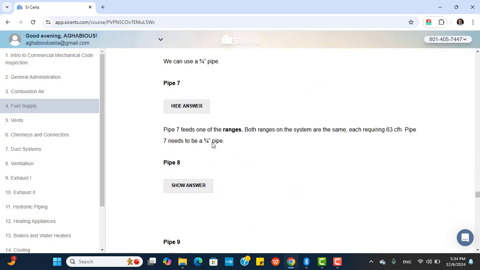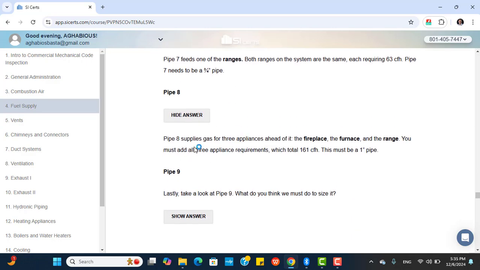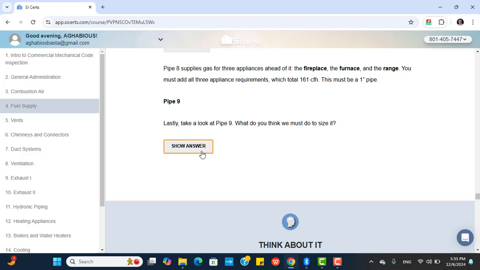Pipe 7 feeds one of the ranges. Both ranges on the system are the same. Each requires 63 CFH. Pipe 7 needs to be a 3/4 pipe. Pipe 8 supplies gas for 3 appliances ahead of it: the fireplace, the furnace, and the range. You must add all 3 appliance requirements, which total 161 CFH. This must be a 1-inch pipe.